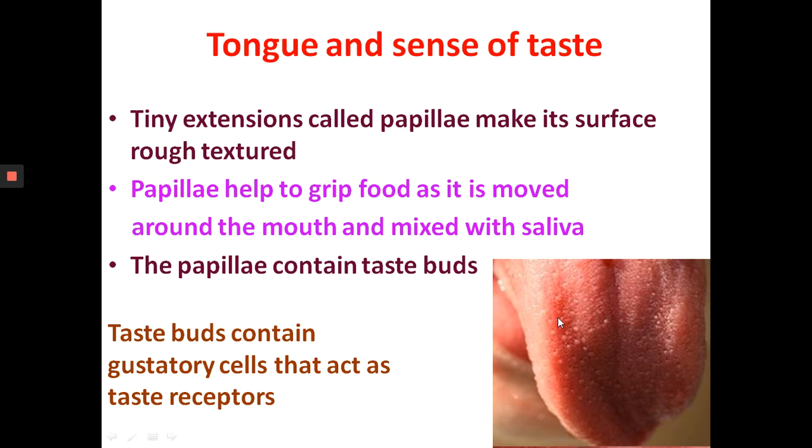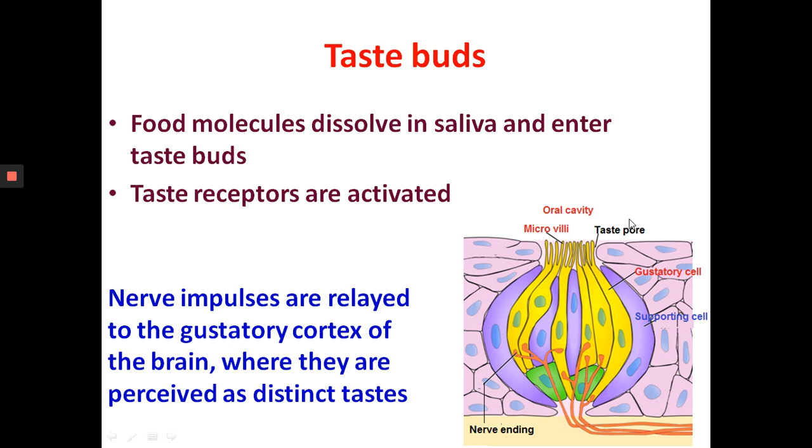These papillae contain taste buds, within which you can see receptors for various chemicals. Taste buds contain gustatory cells that act as taste receptors. This is a picture of a taste bud. We can see that there is a pore, the taste pore, through which the chemicals dissolved in saliva enter into the taste bud. These sensory cells, gustatory receptors, get stimulated and the impulses travel through the nerves to the central nervous system.